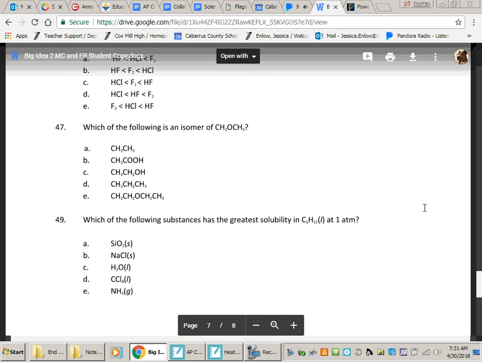47. Isomers. Okay, so that's just a different structure, same chemical formula. What is it? C. All right, so basically this is an ether, dimethyl ether, and this is an alcohol, but the same chemical formula applies the whole way through.